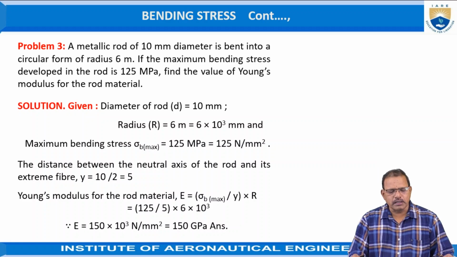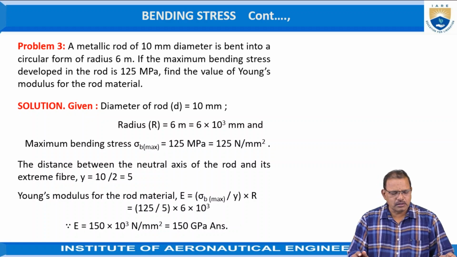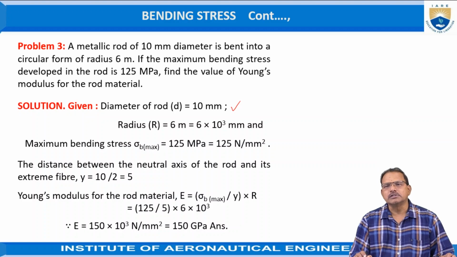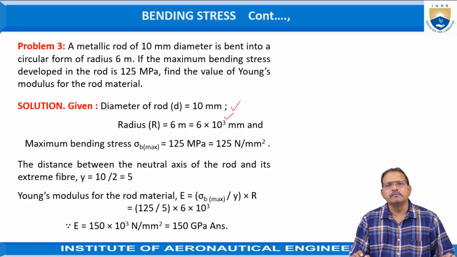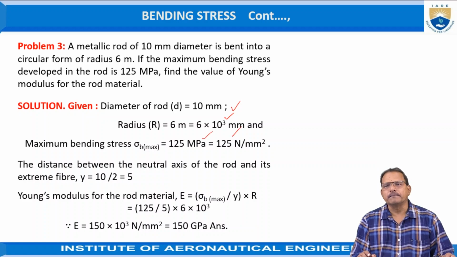Problem number 3. A metallic rod of 10 mm diameter is bent into a circular form of radius 6 meters. If the maximum bending stress developed in the rod is 125 megapascal, find the value of Young's modulus for the rod material. The given data in the problem is the diameter of the rod, 10 mm. The radius of bend is given as 6 meters. Converting into mm, that is 6 into 10 to the power of 3 mm. The maximum bending stress is 125 megapascal, which is equal to 125 Newton per mm square.